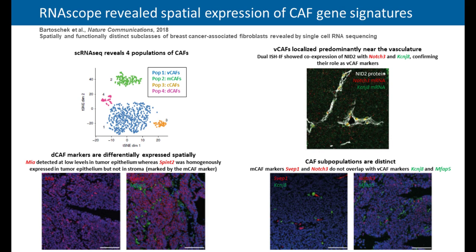Here's another example where these researchers characterized cancer-associated fibroblasts in this breast cancer tissue using single-cell sequencing analysis. They were able to identify 4 different populations of CAFs, and using RNAscope, they were able to visualize these different populations within the tumor tissue and validate their single-cell RNA sequencing data.